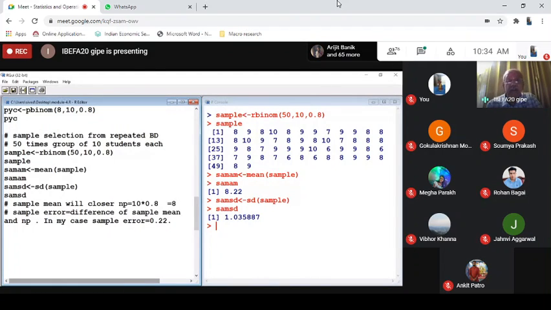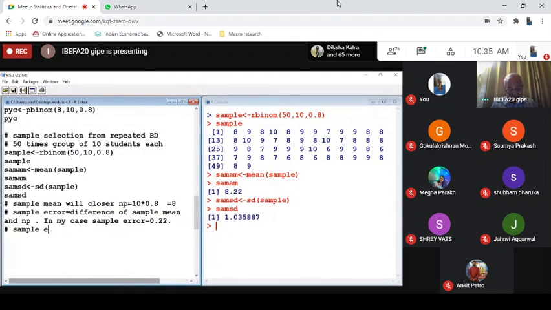How many of you got in decimals the sample error? Sir, I got minus 0.02. Yes. Anybody got more than one? No. Next.